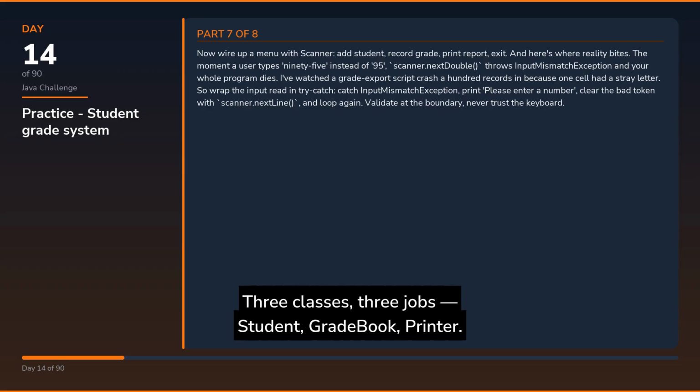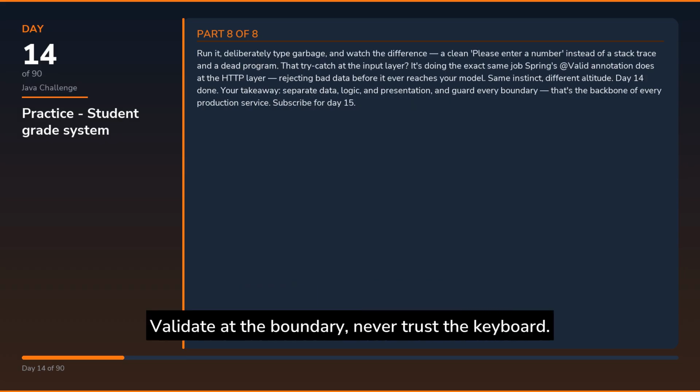3 classes, 3 jobs: Student, GradeBook, Printer. Now wire up a menu with Scanner: add student, record grade, print report, exit. And here's where reality bites. The moment a user types 95 instead of 95, scanner.nextDouble throws InputMismatchException and your whole program dies. I've watched a grade export script crash 100 records in because one cell had a stray letter.